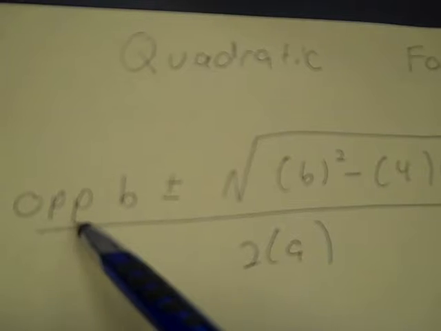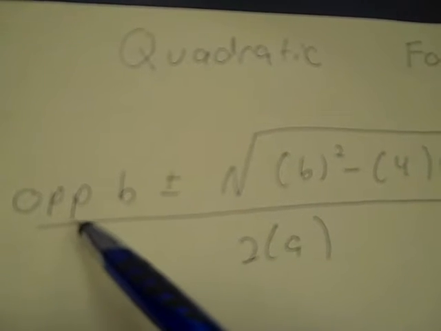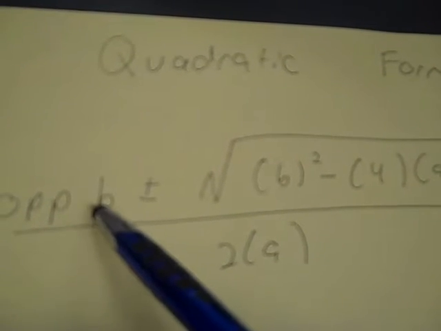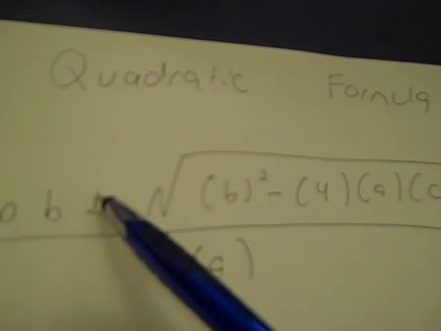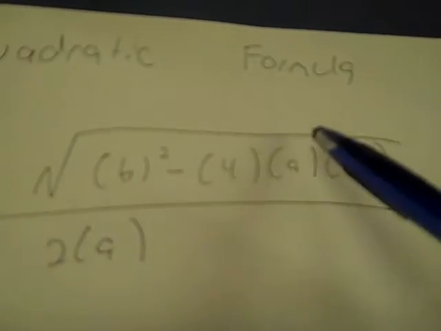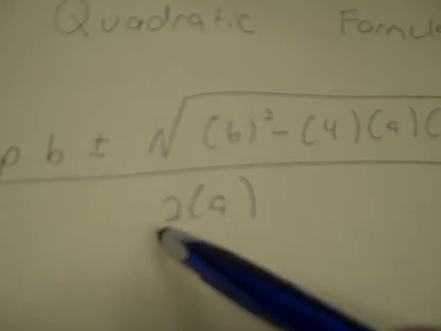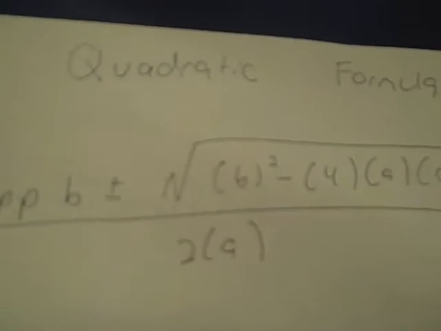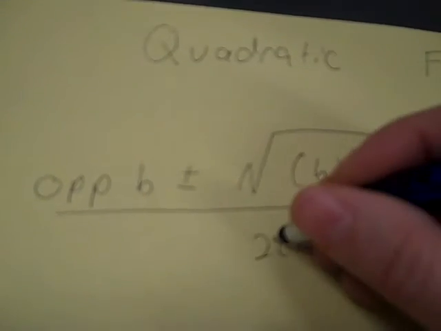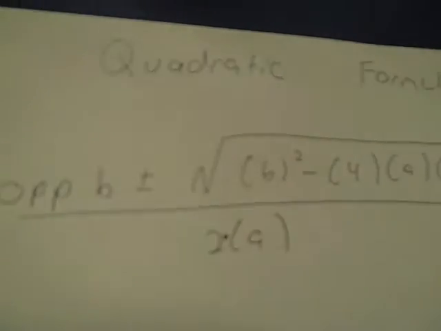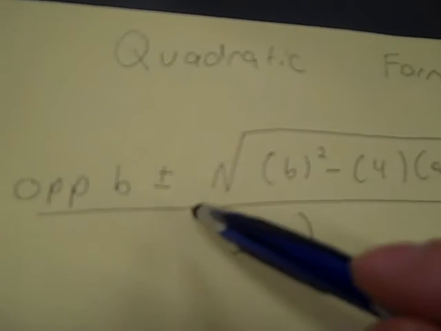Opposite of B, opposite of B. By the way, it means op B. Opposite of B, plus or minus the square root, B squared minus 4AC, B squared minus 4AC over 2A, over 2A. 2A means 2 times A. Might want to know that. Okay, again, I'm going to sing it 3 times.